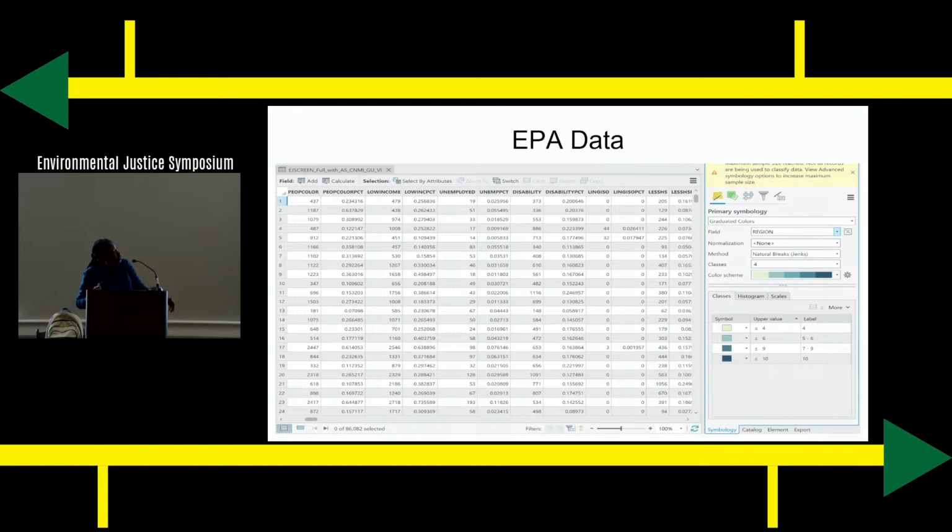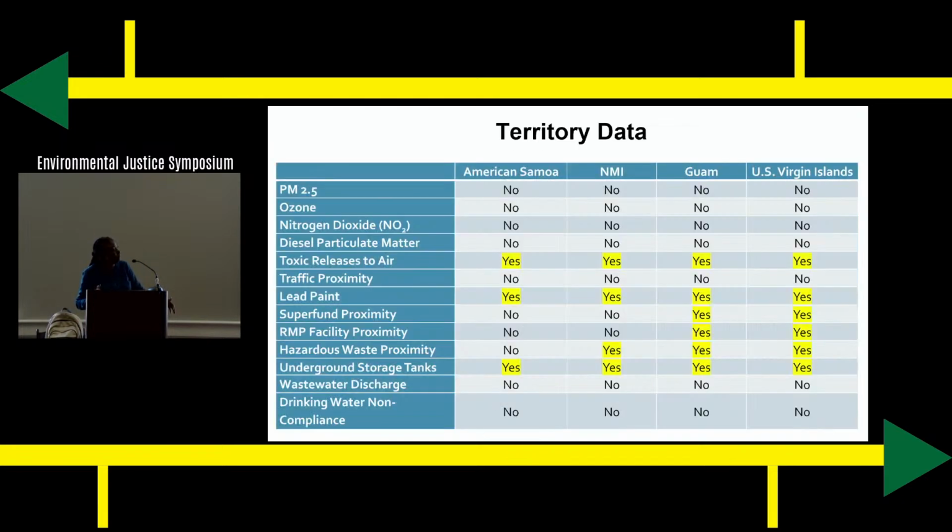Next one. This is what the EPA data looks like. You see the raw data, and you also have the percentile, so you're able to view both for each of those indicators. That's one thing I like about this tool: you can see the actual data itself. Next one. You also have territory data. For each of those territories, some are available, some are not. These are the ones available for the different US territories.